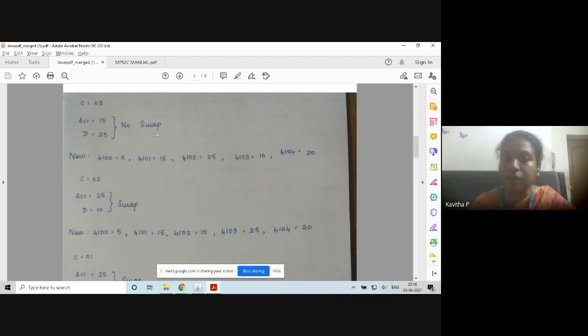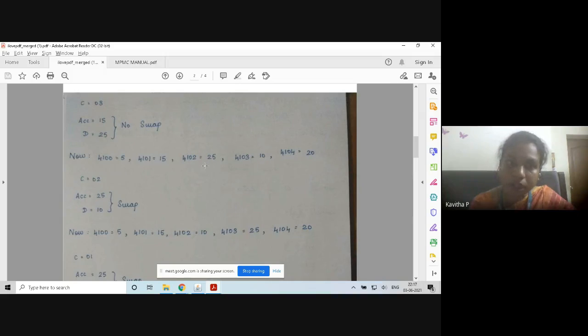There is no need for any rearranging of numbers. Since the accumulator value is the lesser value, the numbers order will remain as it is. So 4100 is equal to 5, 4101 is equal to 15, 4102 is 25, 4103 is 10 and 4104 is 20. So now for C equal to 3, we've done the comparison of the second and third numbers. Next, we will decrement the C register value to be equal to 2 and we will compare the third and the fourth value.